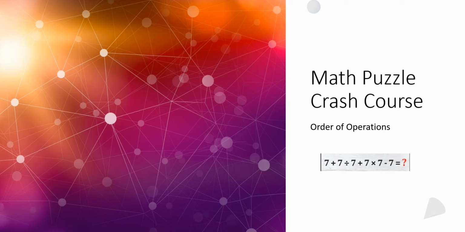All right, I wanted to do a quick video here on a math problem that's shown up a few times on Facebook. It's one of these little trick puzzle problems that ends up confusing a lot of people. And this one, it's 7 plus 7 divided by 7 plus 7 times 7 minus 7 equals.